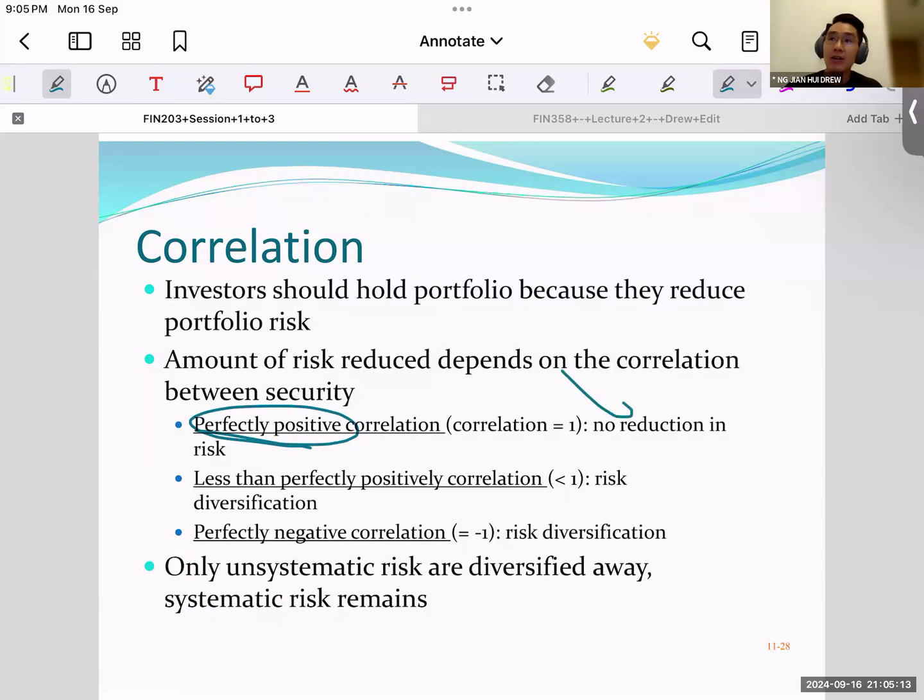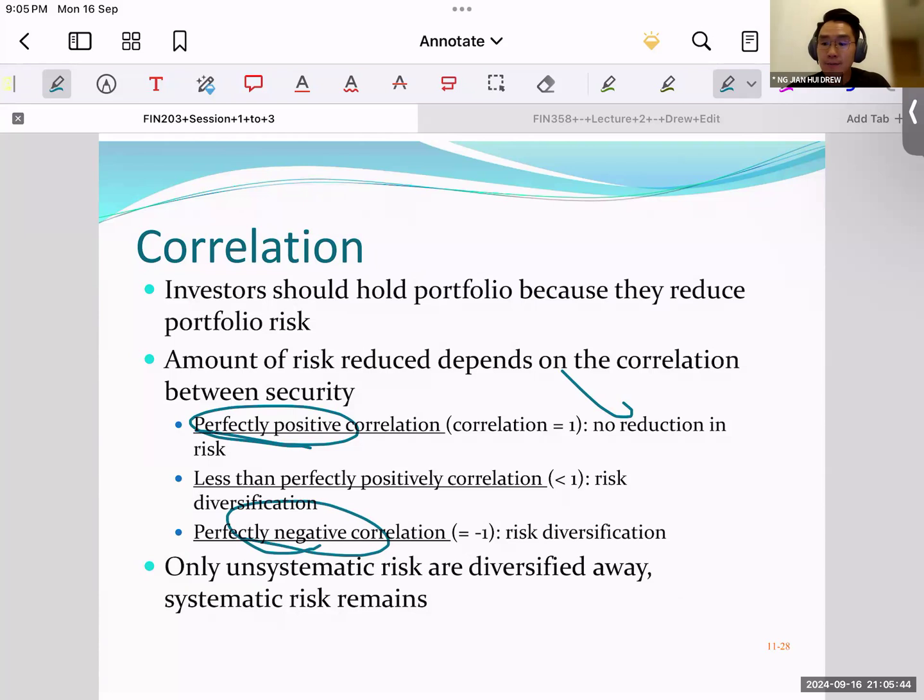Now, if we buy SIA stocks and FairPrice stocks, during COVID they are very uncorrelated. Why? People go grocery shopping because they cannot go to restaurants to eat, so they spend on groceries. But at the same time, they can't travel, so they spend less on travel. So they are very uncorrelated, almost like a negative correlation.